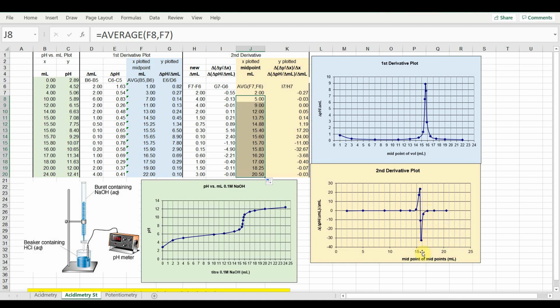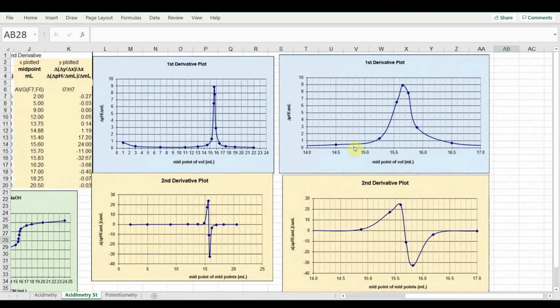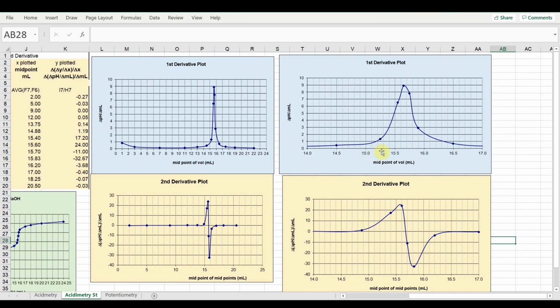Now if you want to read this more exactly, you could replot this and expand the graph. Here I've expanded the plot in the range of the endpoint for the first derivative plot and the second derivative plot. I don't know if that makes it any easier. Looks like this is probably 15.6 something, and this point of intersection on the second derivative plot is 15.7 or 15.8. The moral of the story here is that the more small increments and measurements you can make near the endpoint, the better will be your endpoint detection for these differentiation plots.